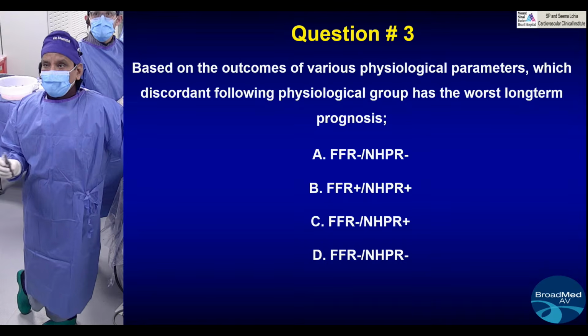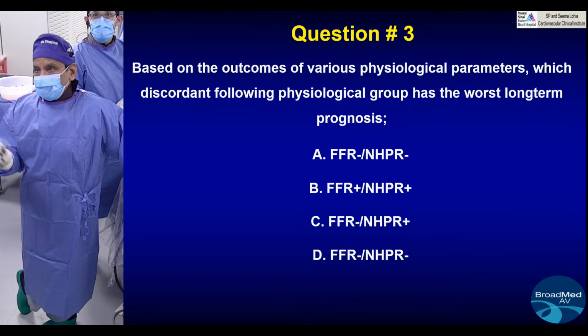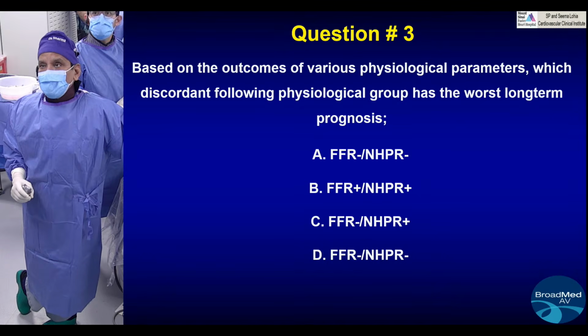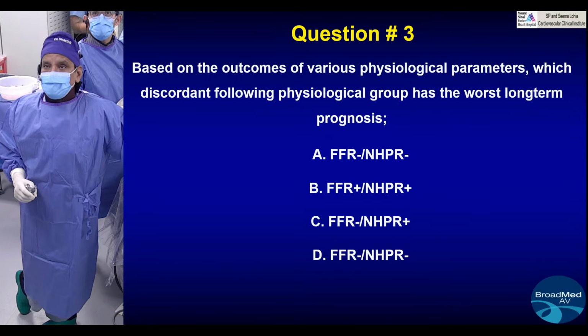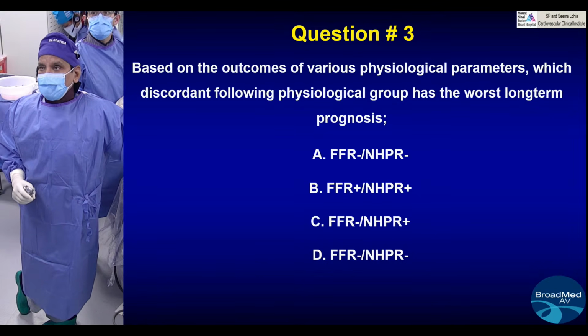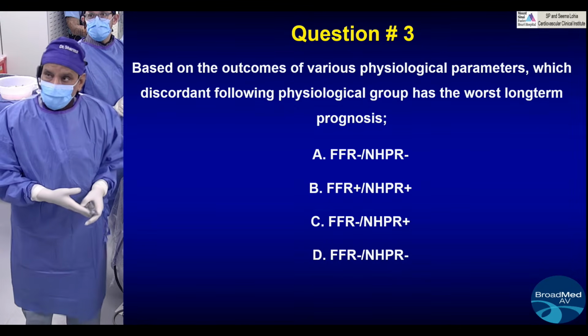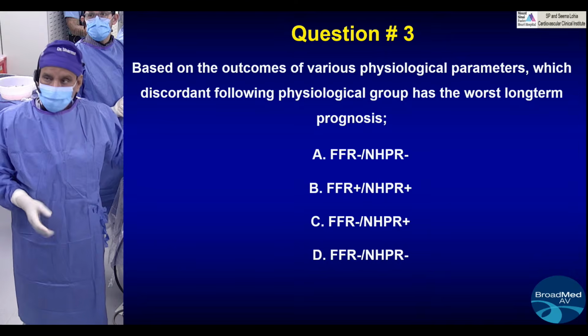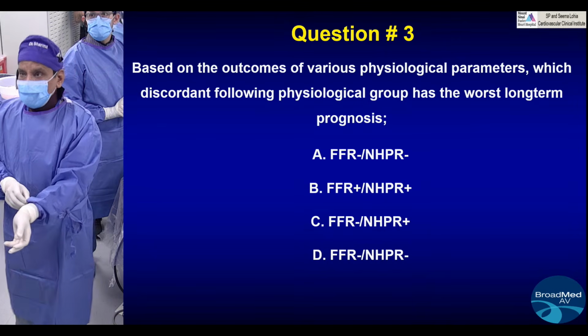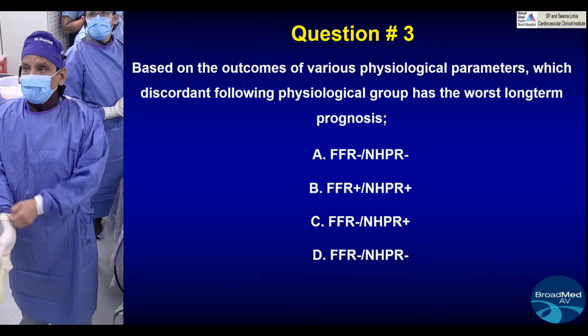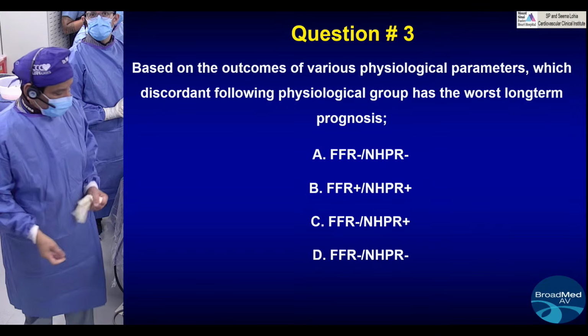And this, usually we have 5 answers, but this one, since this combo can only have 4. Based on the outcome of various physiological parameters, which discordant physiological group has the worst long-term prognosis? The discordant. So we know that if you're both positive or both negative, they are concordant. You don't have to worry about that. If discordant, we learn that FFR negative and hyperemic ratio positive have the worst long-term outcome.